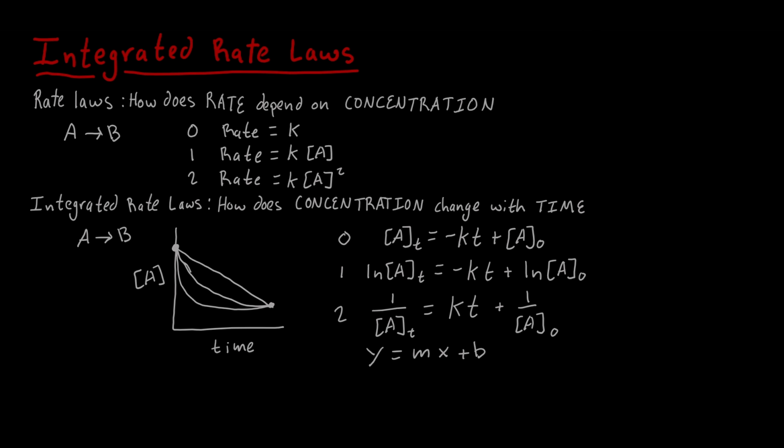And what we can notice from this is that if we were to graph, for example, the zeroth order equation, if we graphed the concentration on the y-axis and time on the x-axis, we would get a linear relationship. For first order, if we graphed the natural log versus time, we would get a linear relationship. And for second order, if we graphed 1 over the concentration versus time, we would also get a linear relationship. So let's see how these are used.